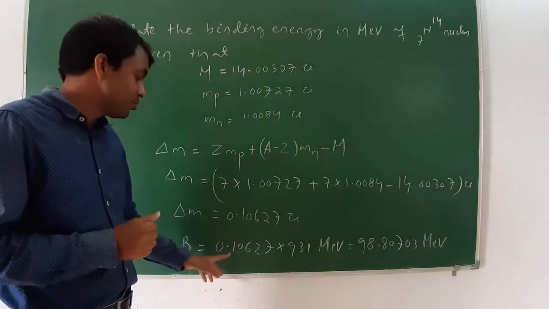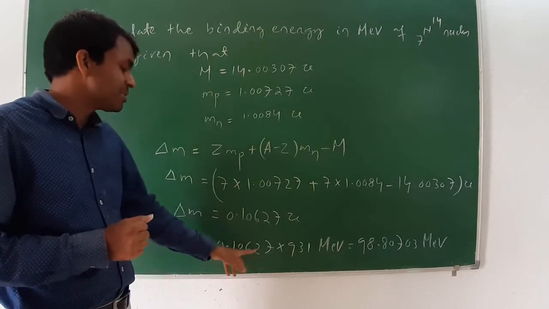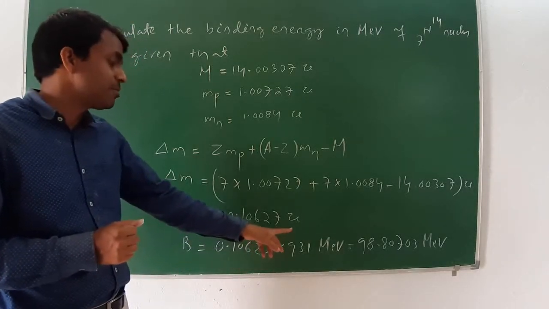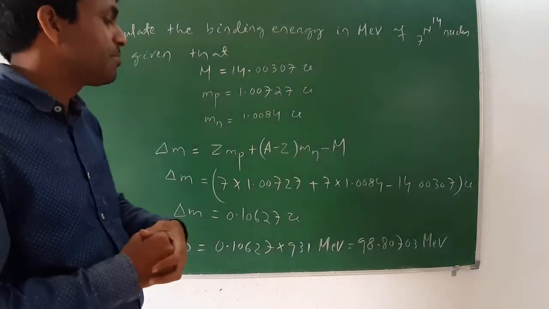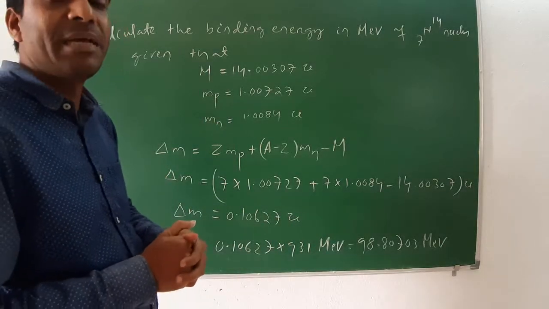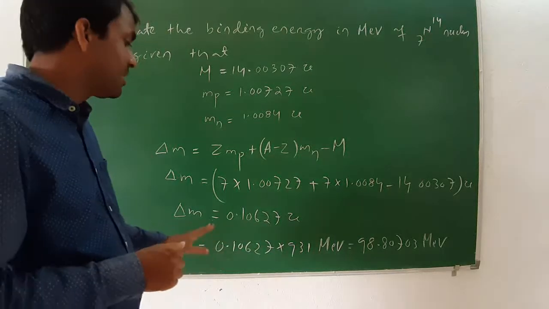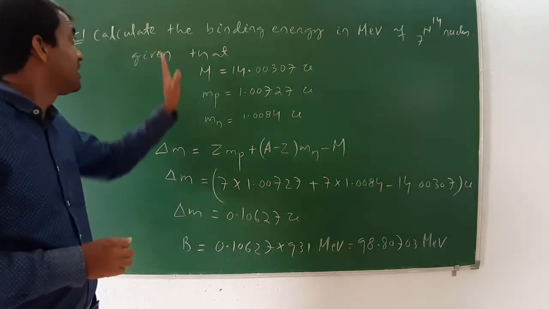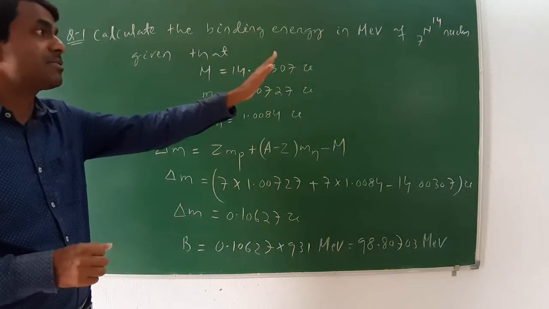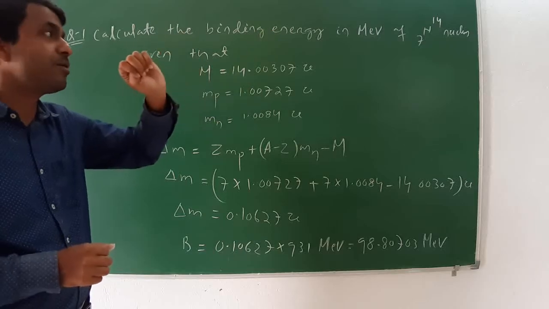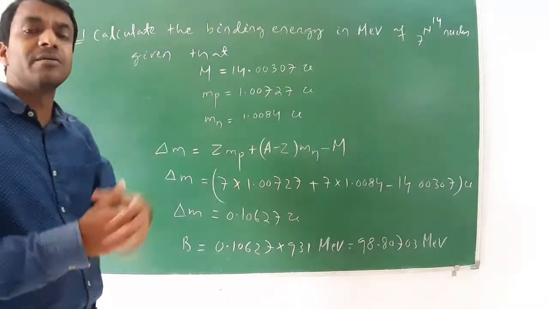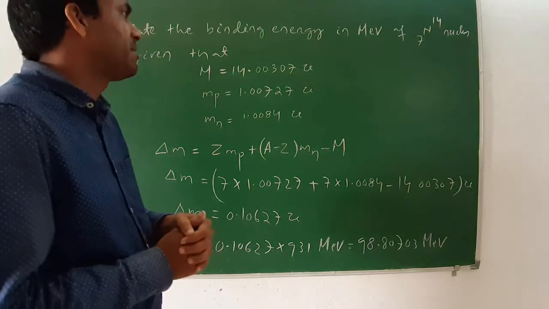Therefore, B is equal to 0.10627 times 931 mega electron volt, which is equal to 98.80703 mega electron volt. This is the required answer for the binding energy in mega electron volt of the nitrogen 7N14 nucleus to bind the protons and neutrons.